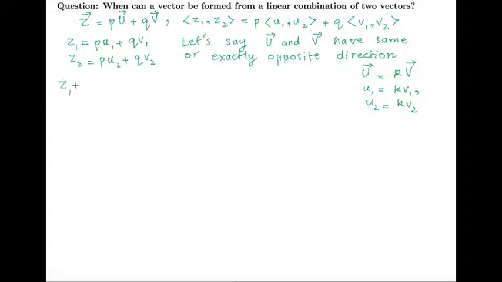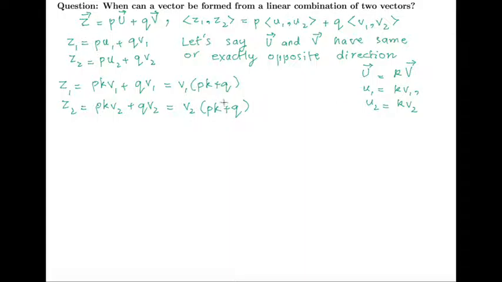So I can get z1 equal to p times k times v1 plus q times v1, which means I can take v1 out and I get pk plus q. Similarly, z2 is equal to p times k times v2 plus q times v2. Then I can take v2 out and say pk plus q. So z1 is some constant times v1 and z2 is some constant times v2.